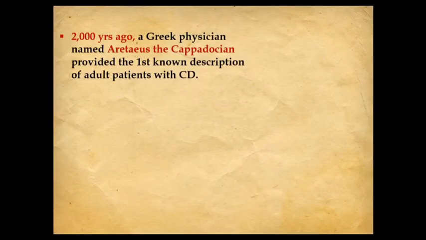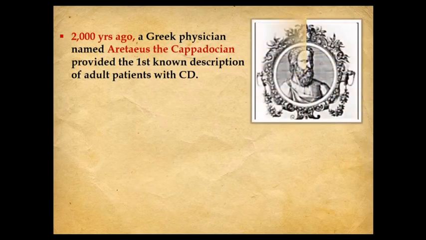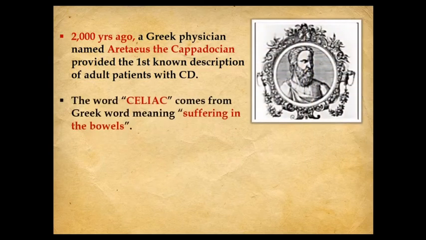2000 years ago, a Greek physician named Aristarchus the Cappadocian, from Cappadocia in southern modern-day Turkey, provided the first known description of adult patients with celiac disease when he found his patients had chronic diarrhea, abdominal distension, and growth retardation.